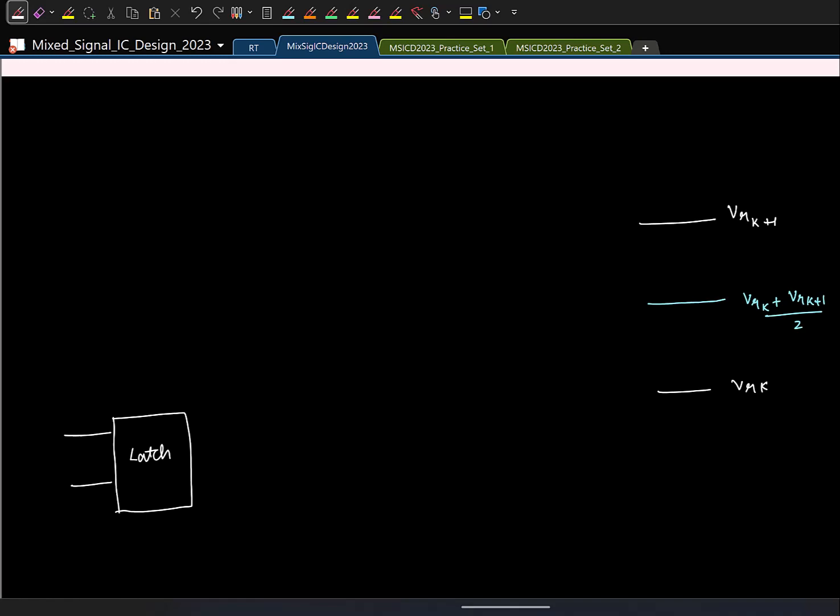So let us say again I take the same case. I have a reference VR k plus 1, VRk. We want to get an additional comparison with respect to VRk plus VRk plus 1 by 2. Right? So we'll again draw two things. Now let's say there is no preamplifier. I am directly using the latch. Can have a preamplifier also, but doesn't matter. And remember, this is, let's say, our strong arm latch.